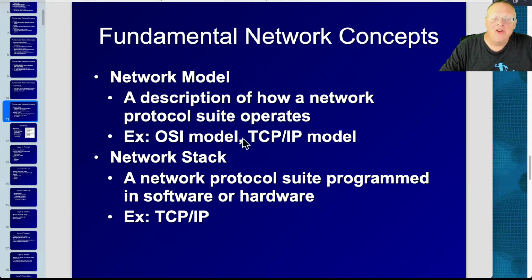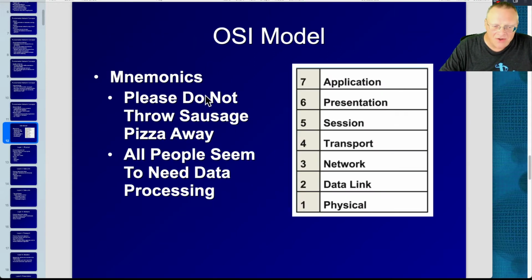The most common one used is the OSI model, but the one that's really used in reality is the TCP/IP model. The OSI model has 7 layers, and there are mnemonics here like please do not throw sausage pizza away. You have the physical layer, which carries the bits. You have the data link layer, which has MAC addresses. You have the network layer, which has IP addresses. The transport layer has TCP and UDP ports.